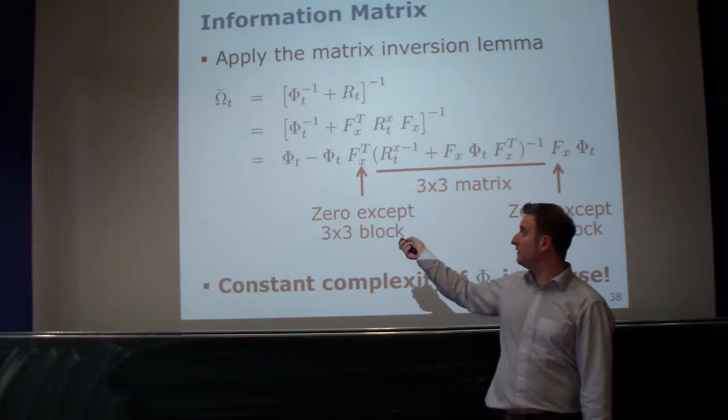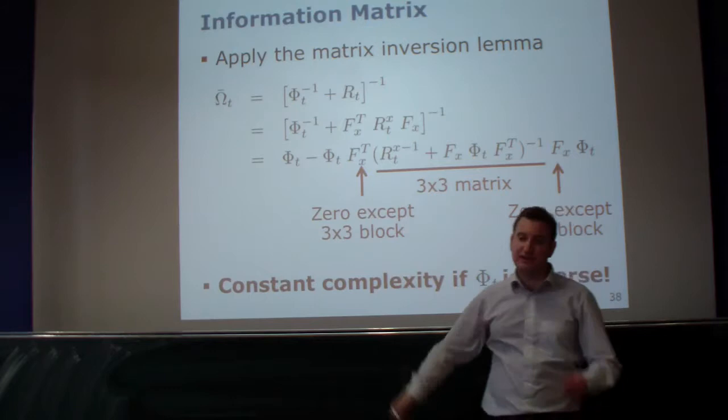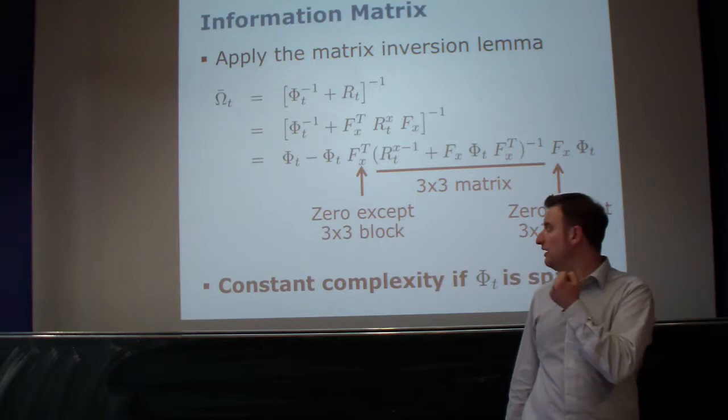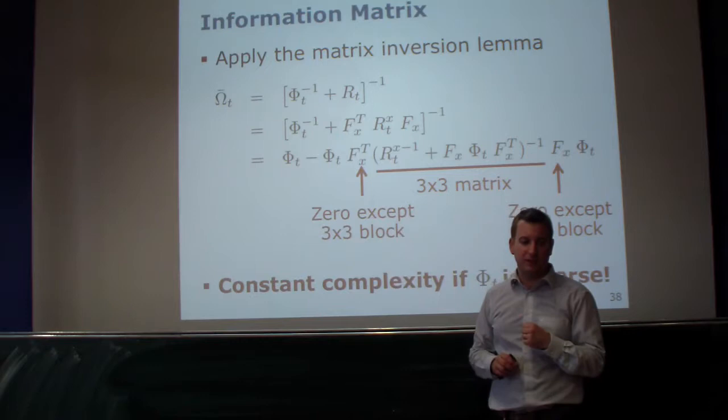That means this block over here only touches a constant number of elements. That means if I implement that, I only need to subtract a constant number of elements from this matrix. This is the key essence here. So if this is really a sparse matrix, we can compute it efficiently, then this step is a constant time operation.